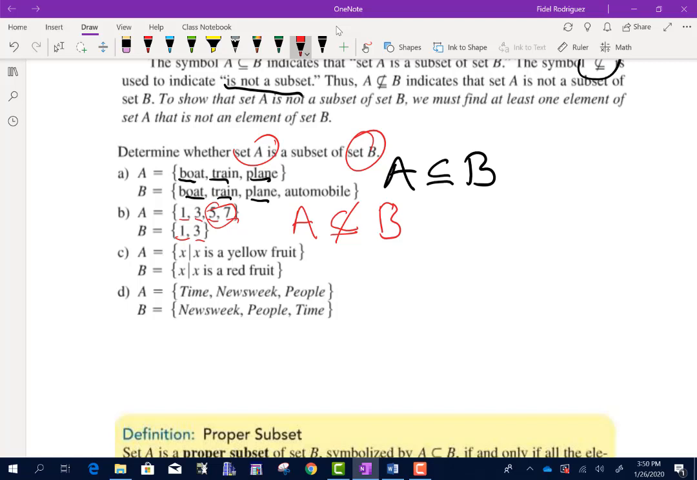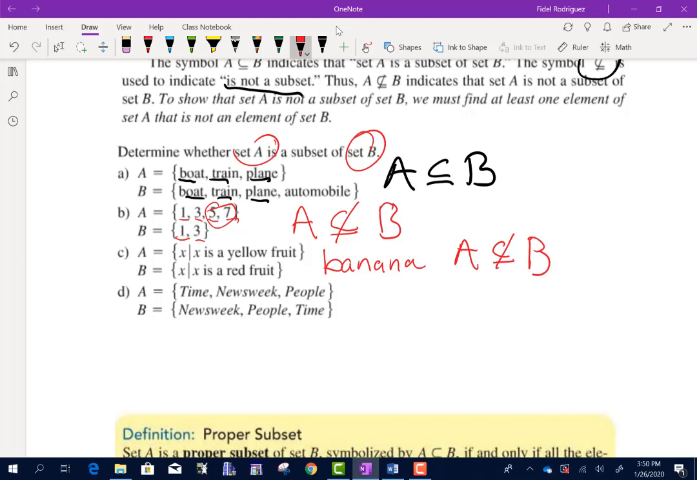Let's see if we can figure this one out. A is a set of X such that X is a yellow fruit. B is a set of X such that X is a red fruit. So we want to know, are all yellow fruits also red fruits? Well, let's think of a yellow fruit. When I think of a yellow fruit, I just think of banana. Would you say banana is also a red fruit? No, it isn't, right? So that means that A is not a subset of B, right?